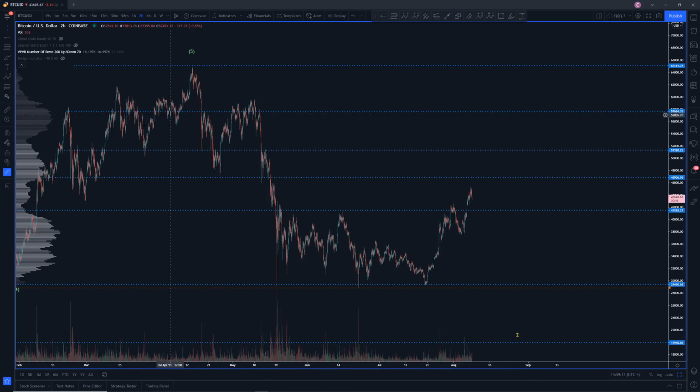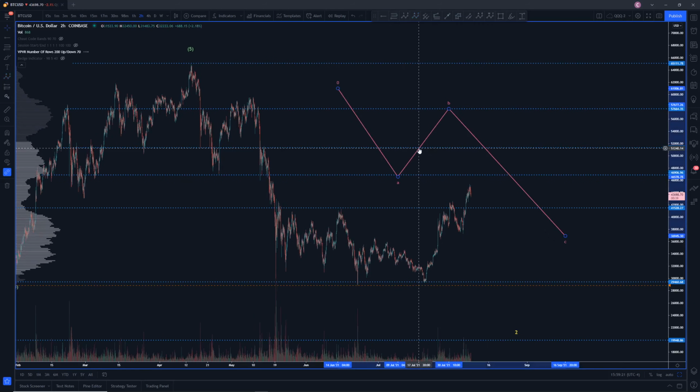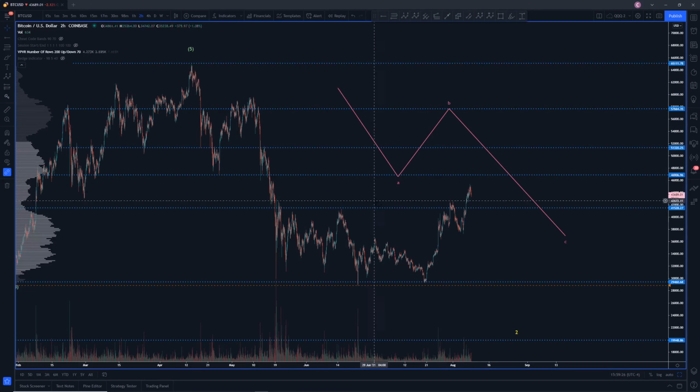So one of the things we're looking for in the 2 wave is that we need to form some sort of ABC structure downwards, as I was talking about earlier. Inside of that A wave, there needs to either be a 5-wave or 3-wave subdivision, 3 waves inside of the B, and then a 5-wave subdivision inside of the C wave.